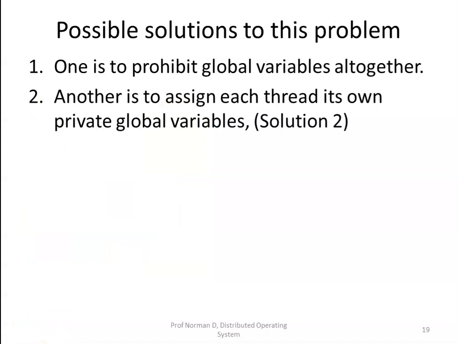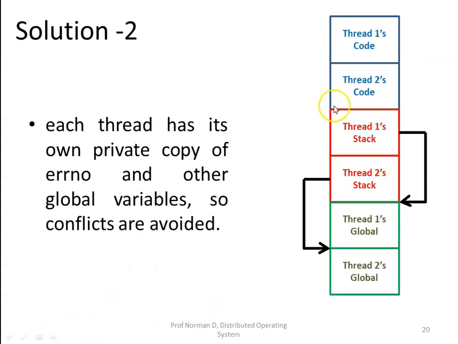Now the possible solution to this problem is either you totally prohibit global variables altogether. That is one option. The second option is to assign each thread its own private global variables. You can see in this figure, with respect to solution 2, thread 1's code has its own stack and own global variables. So each thread has its own private copy of error number and the other global variables, and in such a case, any conflicts will be avoided.